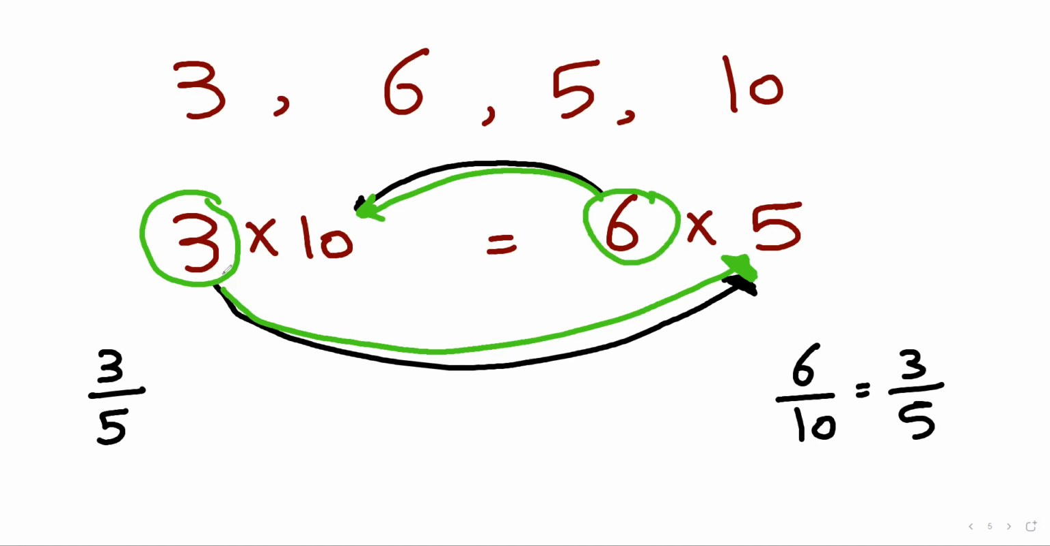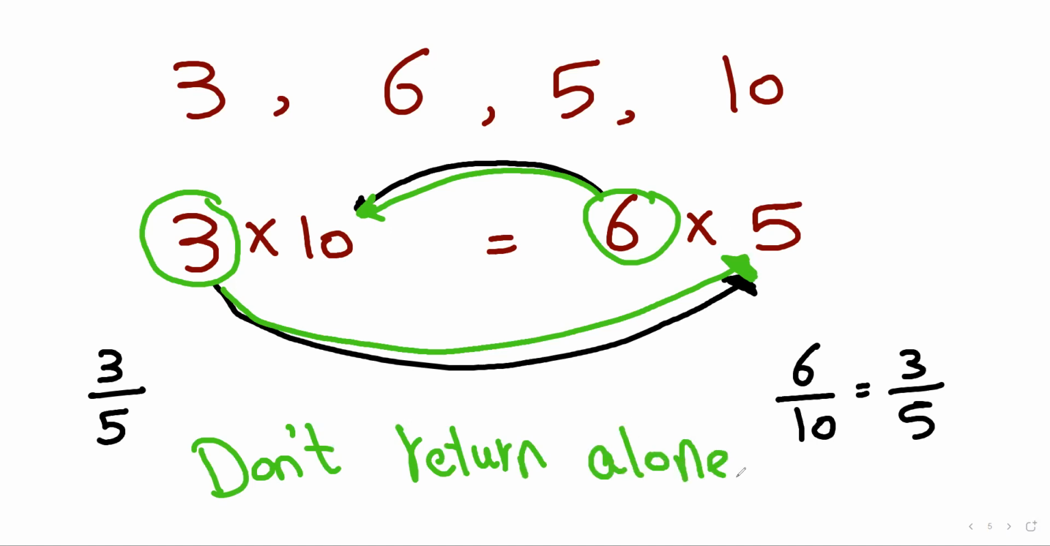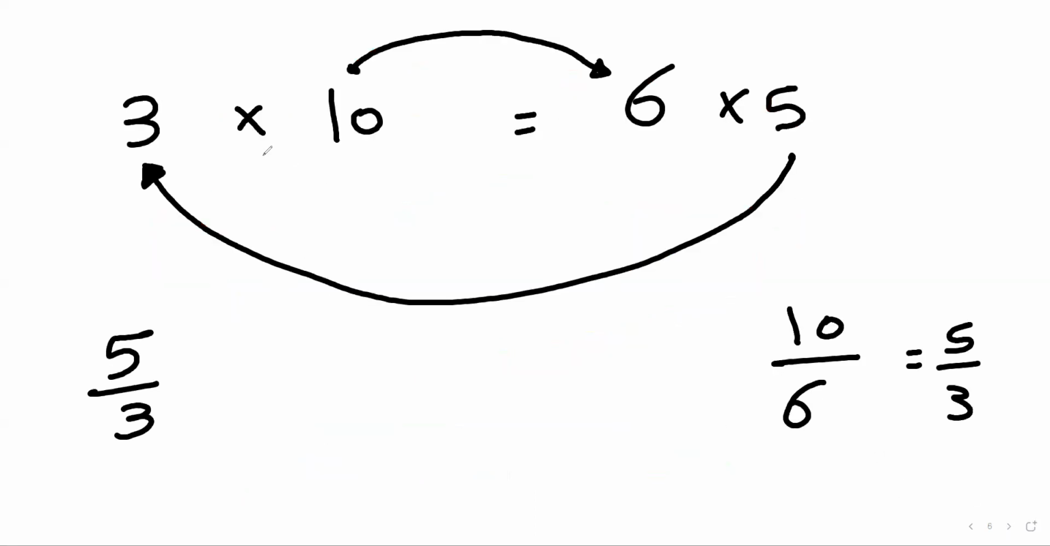I went from the left to the right, then I took 6 with me. So we can call this property don't return alone. I went from one side to the other side, so I took this number with me, 6 over 10. You know, 6 over 10 is the same as 3 over 5. Here, once again, 3 times 10 is the same as 6 times 5.